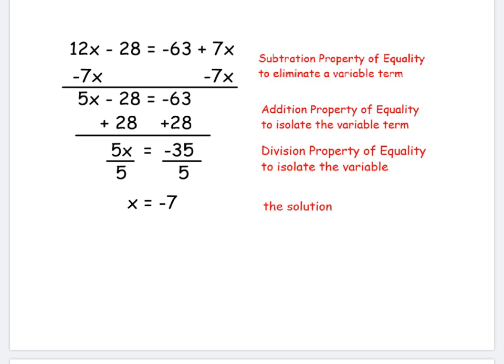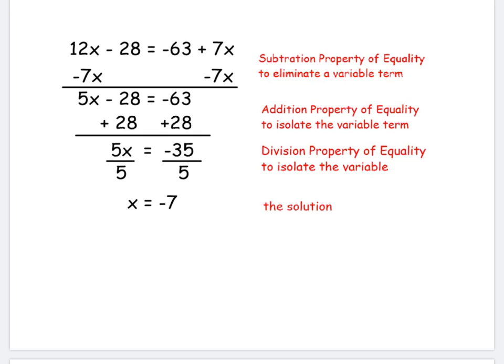So my justification for that first step is the subtraction property of equality to eliminate a variable term. The next thing we did was we added 28 to both sides. Since we did it again to both sides, our justification is the addition property of equality. This time, though, we only have one variable, so our purpose, or why we did it, is to begin to isolate the variable.